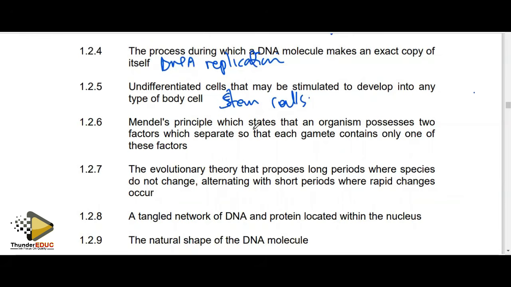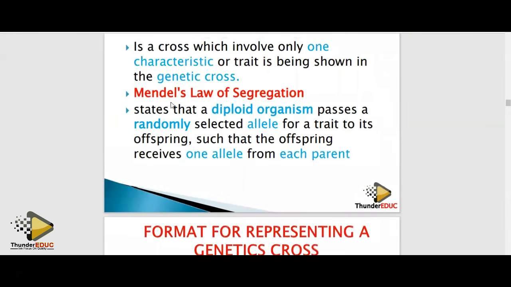Now there is another question. They're saying Mendel's principle, which states that the organism possesses two factors which separate so that each gamete contains only one of these factors. Why do we call them factors? Before we started to call them genes, we were calling them factors. The answer here is Mendel's law of segregation. So where do we find this answer? We will find it in this booklet.